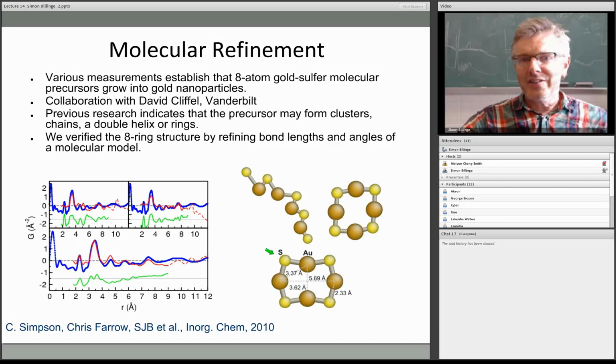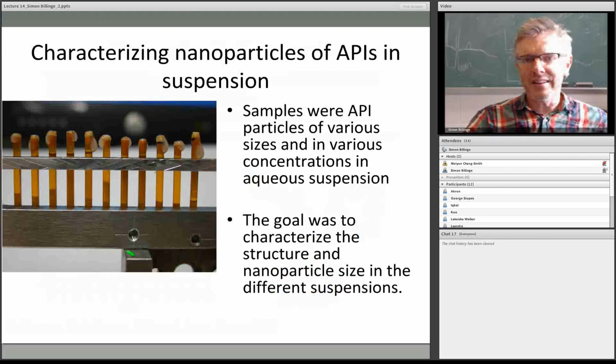And it turns out that actually this one, which is made up of four gold atoms with sulfur staples holding them together in a ring, this is actually the precursor cluster to this gold nanoparticle formation. And we could extract that by getting the signal from the solvent in solution.